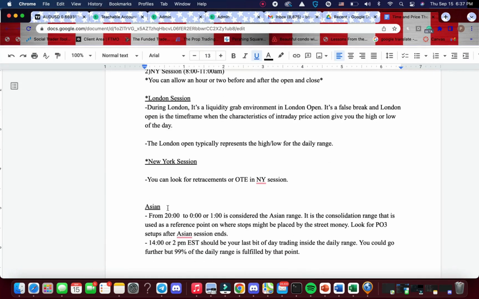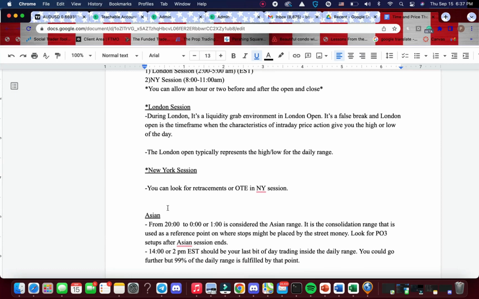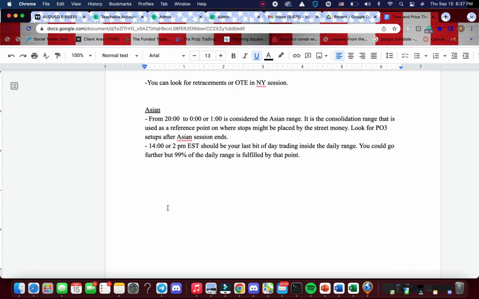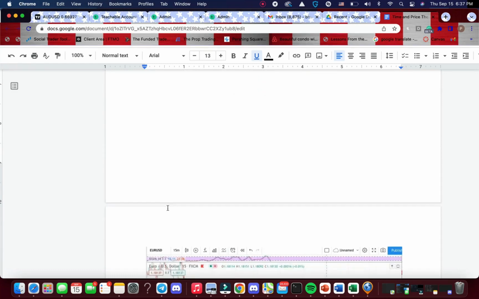Asian session, what price basically does is just consolidates. So that's why we don't trade Asian session, because there's barely any volatility.